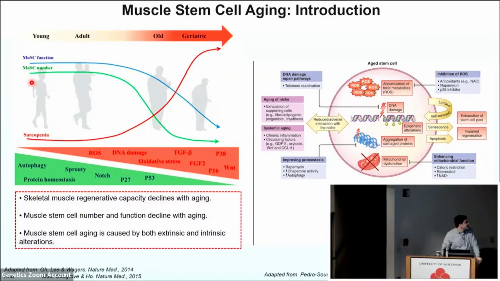I mentioned also that this is associated with sarcopenia, although we're not going to talk about it today, which is defined as the very severe loss of muscle mass that a lot of people over the age of 65 will go through, and that is very debilitating.